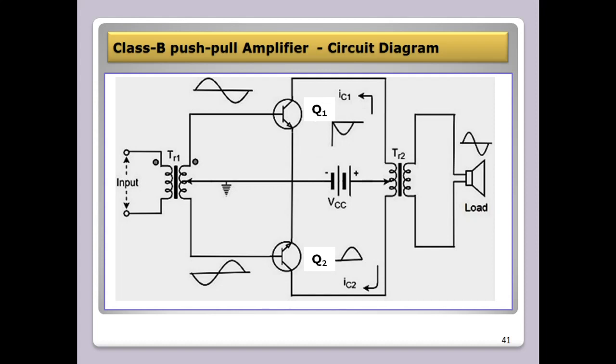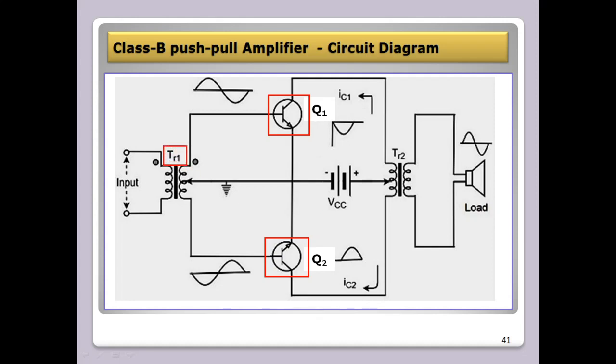See, if you observe this, there are two transistors, Q1 and Q2. Both the transistors are identical to each other, meaning the characteristics of these transistors are the same. We are assuming that they are the same, and there are two transformers.